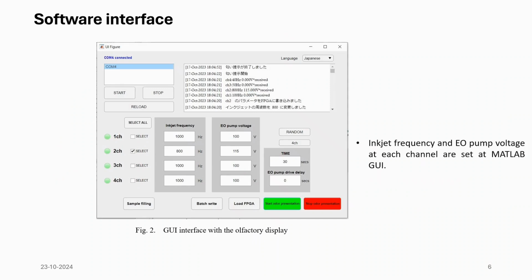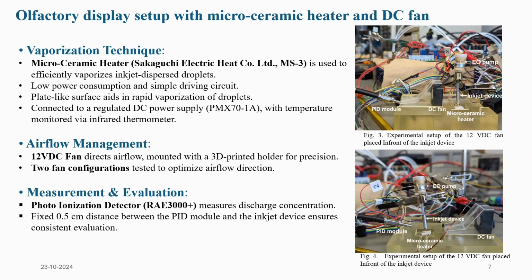And this is the software interface. We developed a MATLAB GUI that can effectively control the inkjet frequency as well as the electroosmotic pump voltage. We can also set the droplet times or the olfactory display time. In our case, we are currently using 4 channels. So this is the overall software interface.